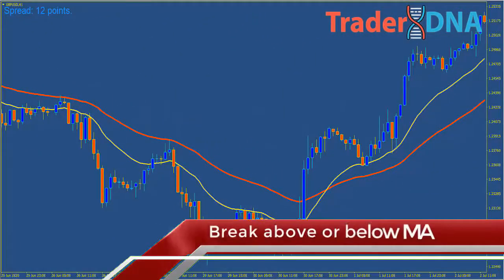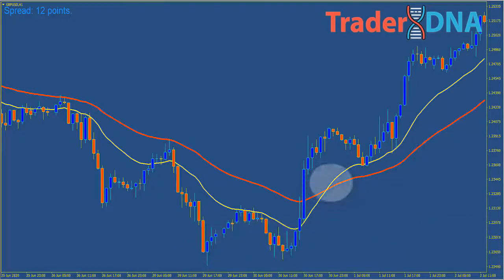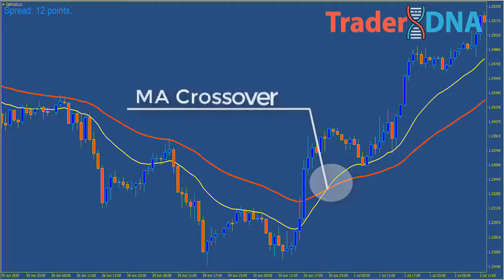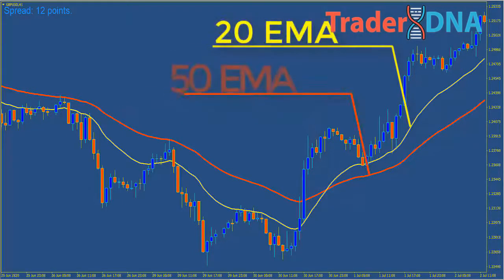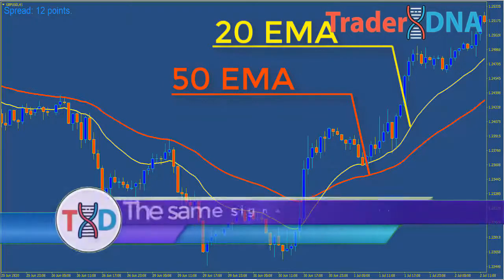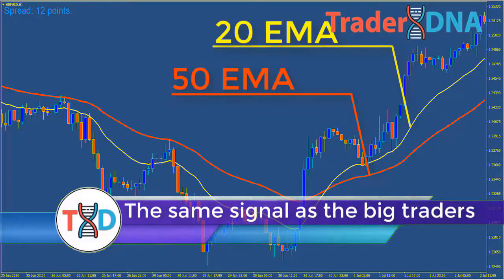Second, wait for a break above or below a moving average. The most popular moving average strategy is watching for crossovers. Many algorithmic black box traders use moving average crossovers to monitor the health of a trend. One combination they use is a 20 and a 50 combination. But other combinations can be used too. The sign is when one moving average crosses over the other. The advantage of this approach: you can be confident that you'll be watching the same signal as the big traders.